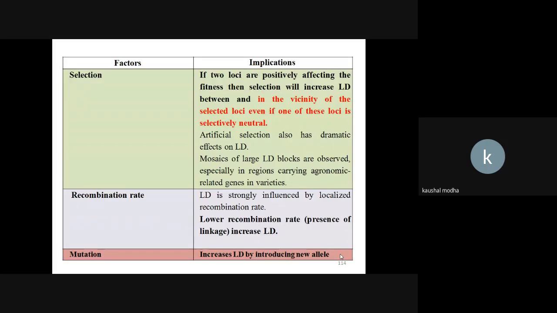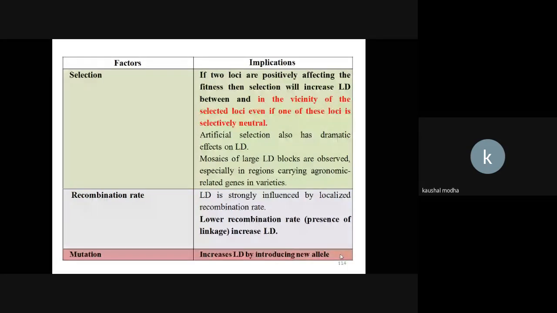That's called LD decay. During that, if we can perform LD mapping, then we can have finer resolution. So this is also better. LD decay is good because when LD decay occurs, you can identify closely linked loci. Because the loci which are far away from the locus under consideration, because of the LD decay and recombination, will no longer show LD with your gene. So that's how recombination rate affects LD and linkage both.